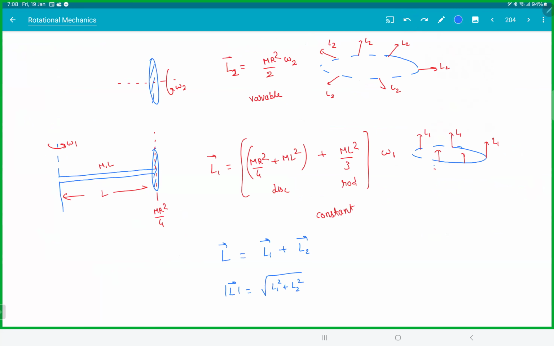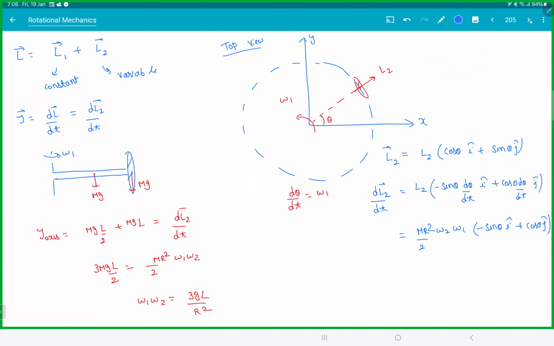So how do you find the differential of L2 bar? Assume after some time it has rotated theta, then the rate of change of angular momentum, L2 bar will be L2 cos theta i cap plus sin theta j cap, differentiated. Then you get this thing. And this should be the torque about the axis, which is mgl by 2 and mgl. Equated and you're done. Check it out.